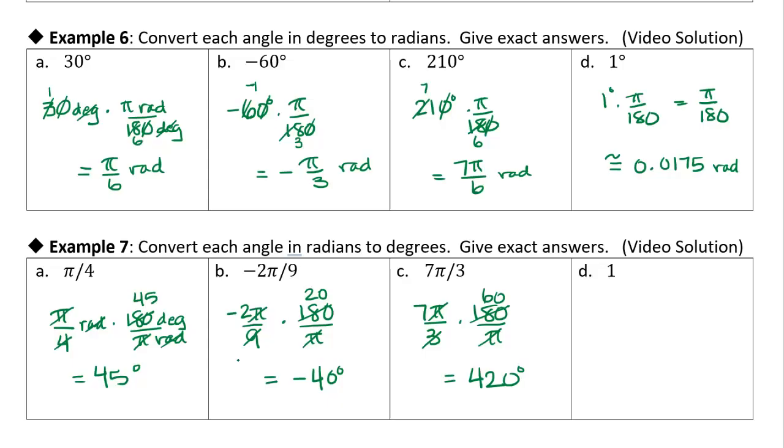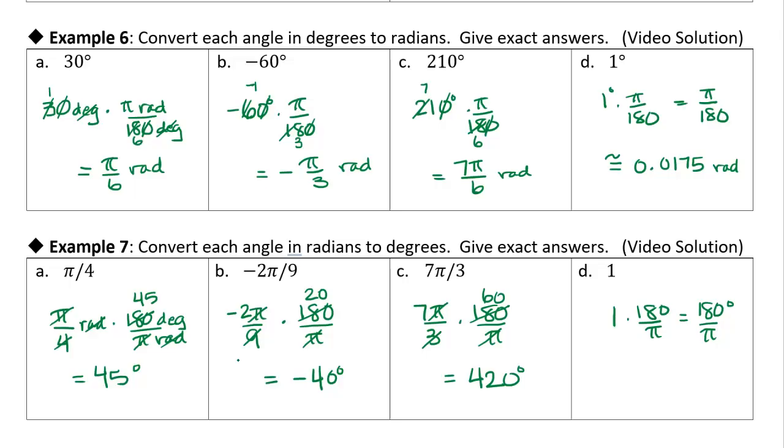Now finally here we've got 1. So that's 1 radian. It doesn't say radians, although the problem description says that these are all angles in radians. So I'm going to take 1 times the conversion factor, 180 over pi. So we'll just get 180 over pi degrees. Okay, so that's the exact answer for that one.